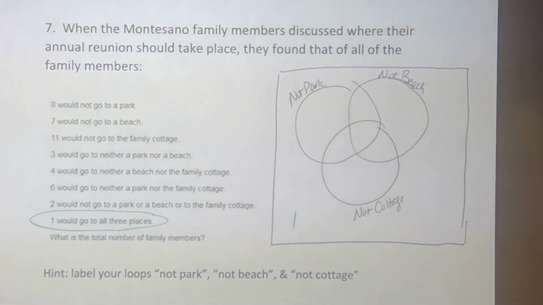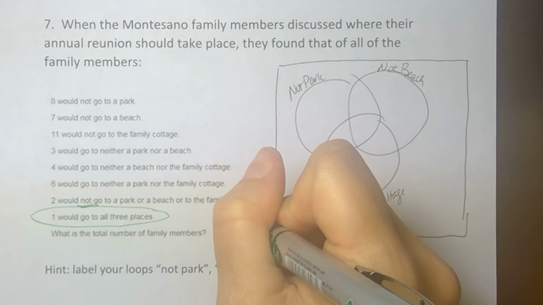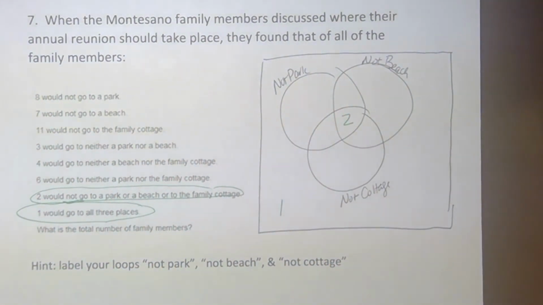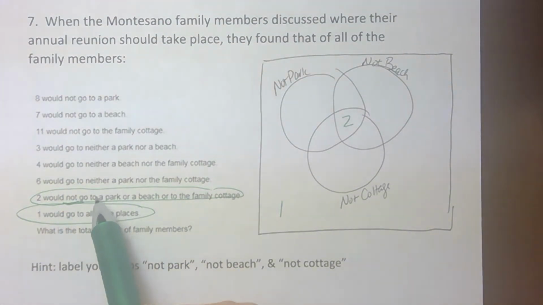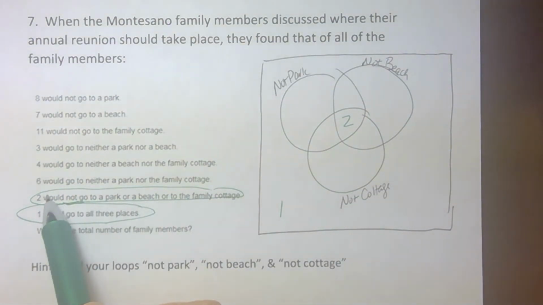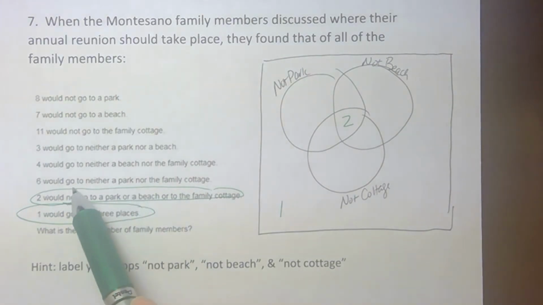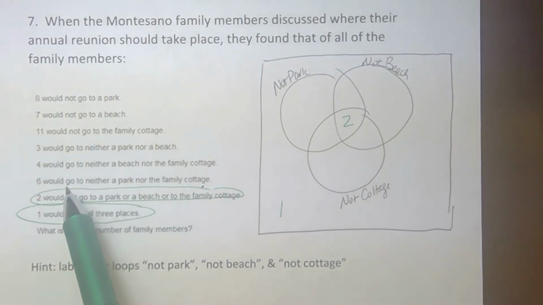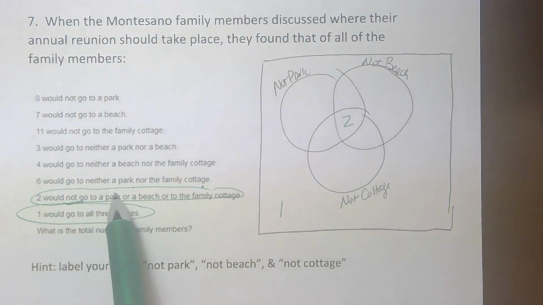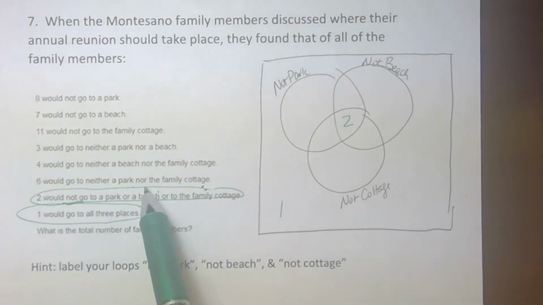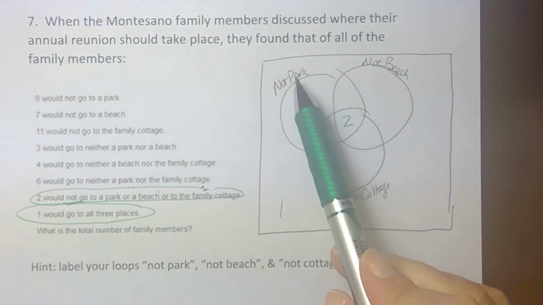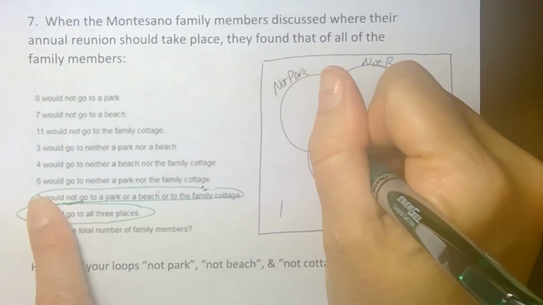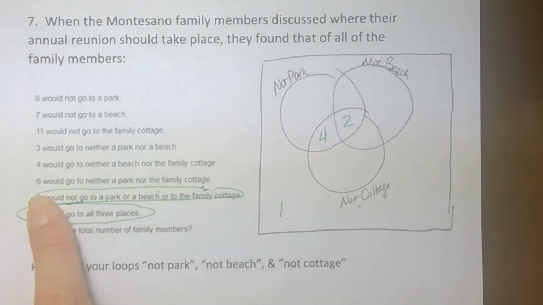We have 2 people who would not go to any of those 3 named destinations. So there's my 2 that goes right there. 6 people would go neither a park nor the cottage. This is why this one's a little trickier. So they didn't want to go to the park and they didn't want to go to the cottage. Wouldn't go to the park, wouldn't go to the cottage. That's a total of 6. Well, 2 are here, so there's the other 4 to make 6.